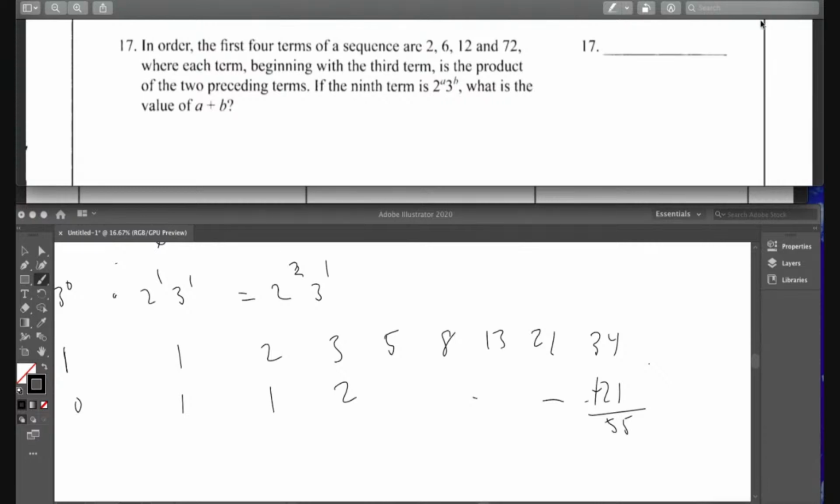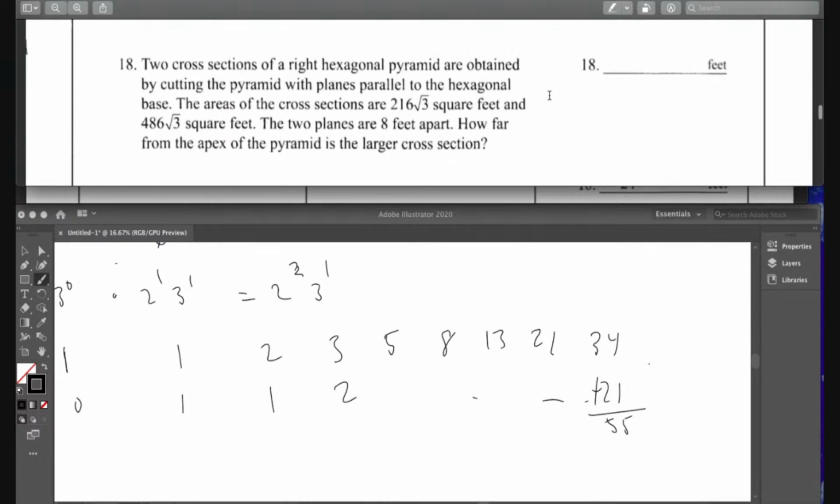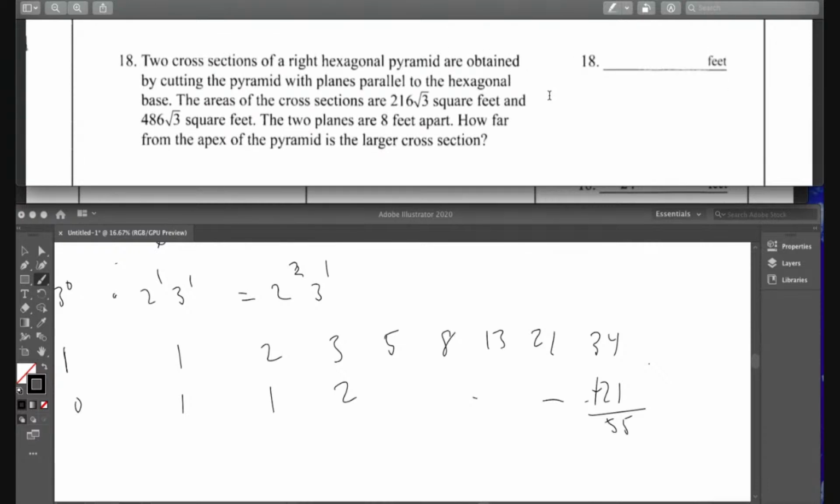Okay, let's move on. Number 18. Two cross sections of a right hexagonal pyramid are obtained by cutting the pyramid with planes parallel to the hexagonal base. The areas of the cross sections are 216 root 3 square feet and 486 root 3 square feet. The two planes are 8 feet apart. How far from the apex of the pyramid is the larger cross section?